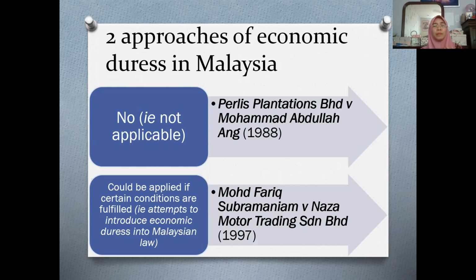So we have Police Plantation. This is what we call the closed door concept. We close the door to economic duress. We don't want to apply economic duress in Malaysia. This is the judgment in 1988. But in the later case, Muhammad Farid Subramaniam, 1997, the court was more flexible. The court said it could be applied if certain conditions are fulfilled. It's not really a closed door. It's still possible, a flexible approach here. So in other words, by way of analysis, it amounts to attempts to introduce economic duress in Malaysia by way of case law rather than by way of statute.